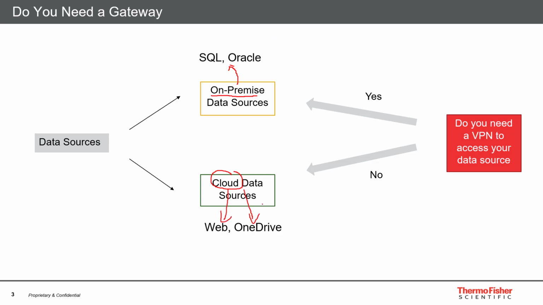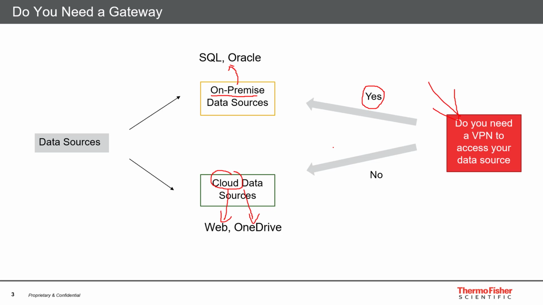Of course, this might not always be true, because some web can be hosted on premises, and some SQL databases can be public. So in general, for most business users, how do you identify what your data source is? This is a question to ask here. Do you need a VPN to access your data sources? If the answer is yes, you do need a VPN to log in in order to see those data sources, it is most likely an on-premises data source. If no, you don't need a VPN, you can use any public computer to access those data sources, it is likely a cloud data source.